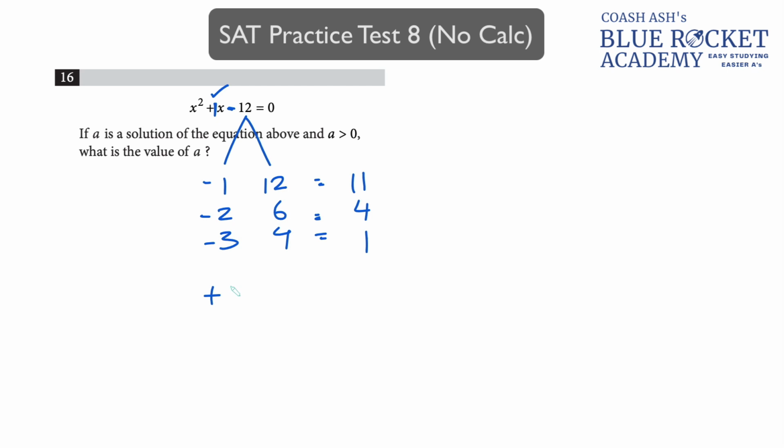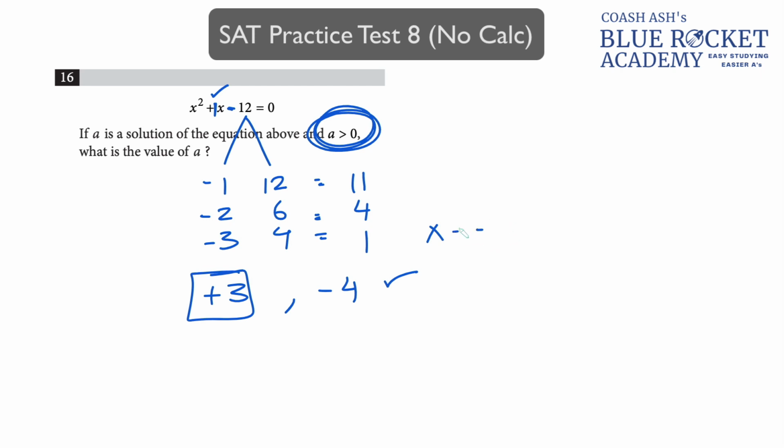So the answers are 3 and negative 4. These are the actual answers. Remember, you just got to flip the sign here, and these are the two values. But you're told that one of the values is greater than 0, and so 3 is the only answer.